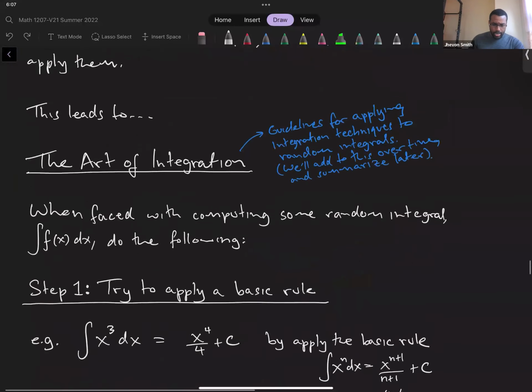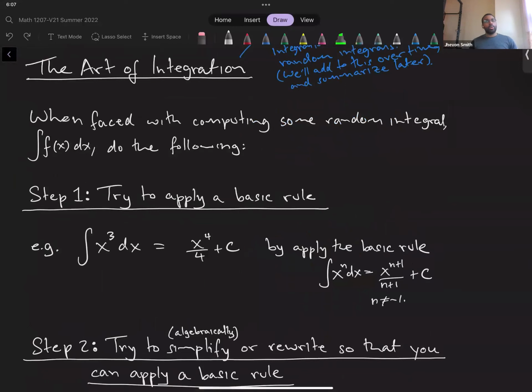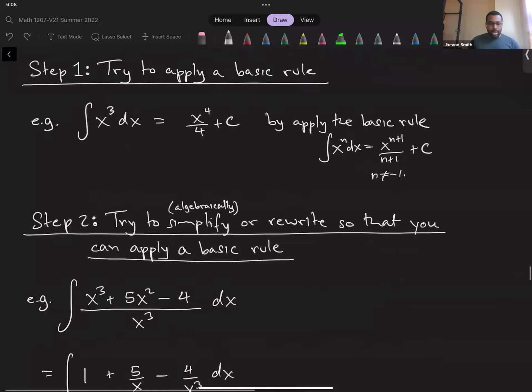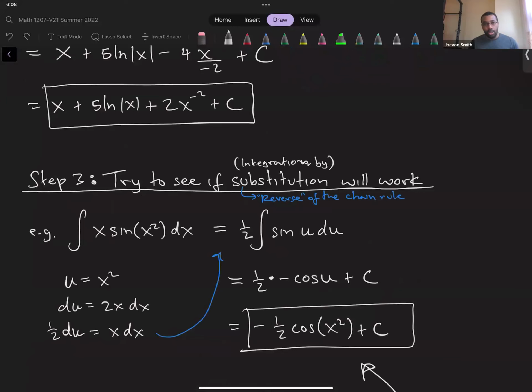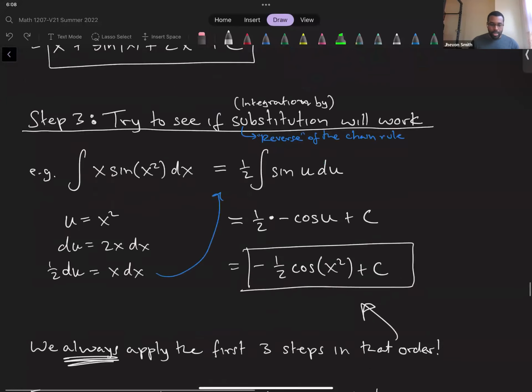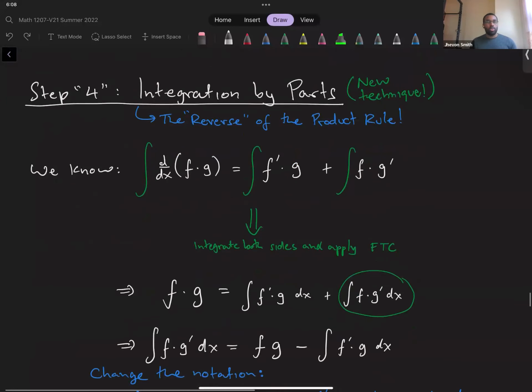Of course, that isn't to say that everything we knew before wasn't important, because in fact it is. We learned that whenever you see a random integral that you need to compute, you go through a bunch of steps, which we call the art of integration. You try to figure out: does a basic rule apply? Can I simplify it to look like a basic rule? Can I use substitution? That's all pretty much Calc 1 stuff. Then you start worrying about something more sophisticated like integration by parts.